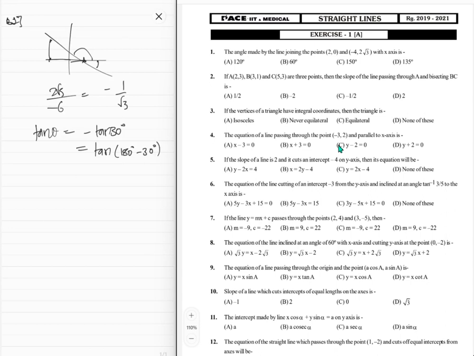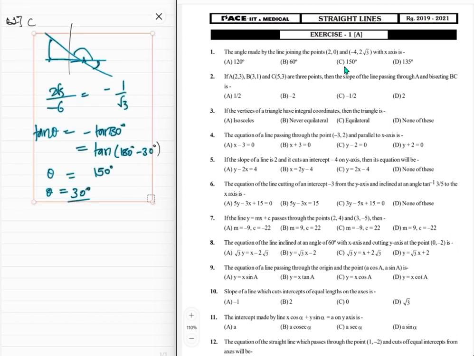So your theta could be like 150 degree maybe, or your theta could be 30 degree, and I think it is 30 degree because this angle is the one that we've been talking about. Oh, there is no 30 degree, then we have to choose 150. So C. Next question.